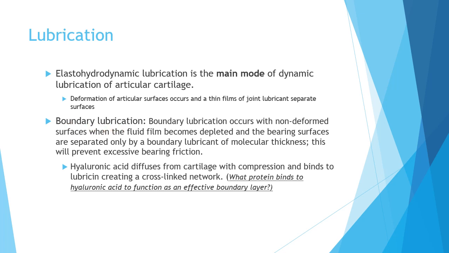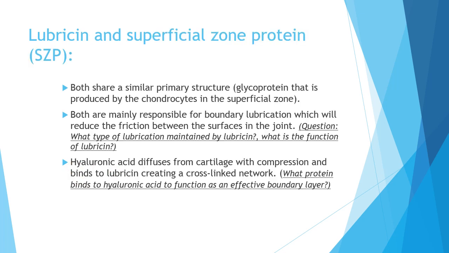Boundary lubrication occurs with non-deformed surfaces. In this case, the fluid film is depleted between the articular surfaces, and the bearing surfaces are only separated by boundary lubricant. The hyaluronic acid diffuses from the cartilage and binds to lubricin, and we're going to discuss lubricin in the next slide. Lubricin and superficial zone protein share similar primary structures.